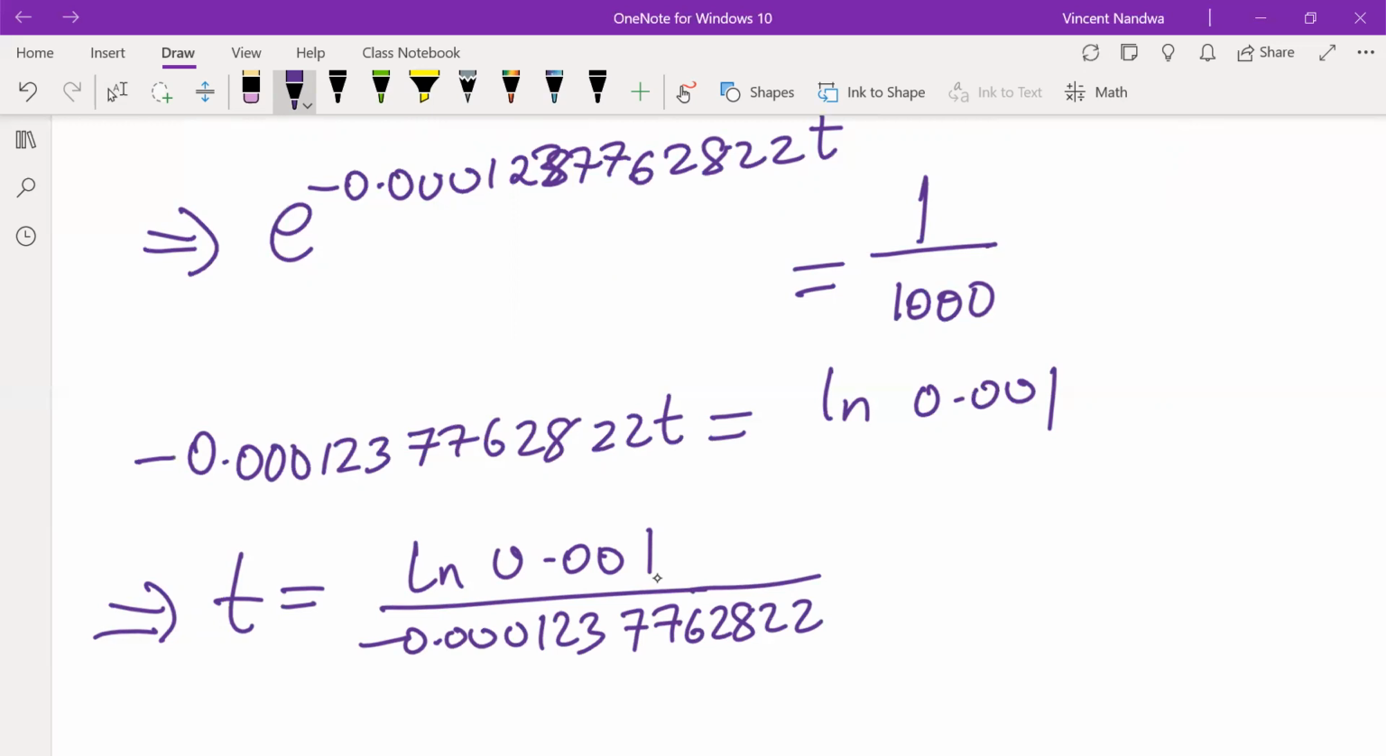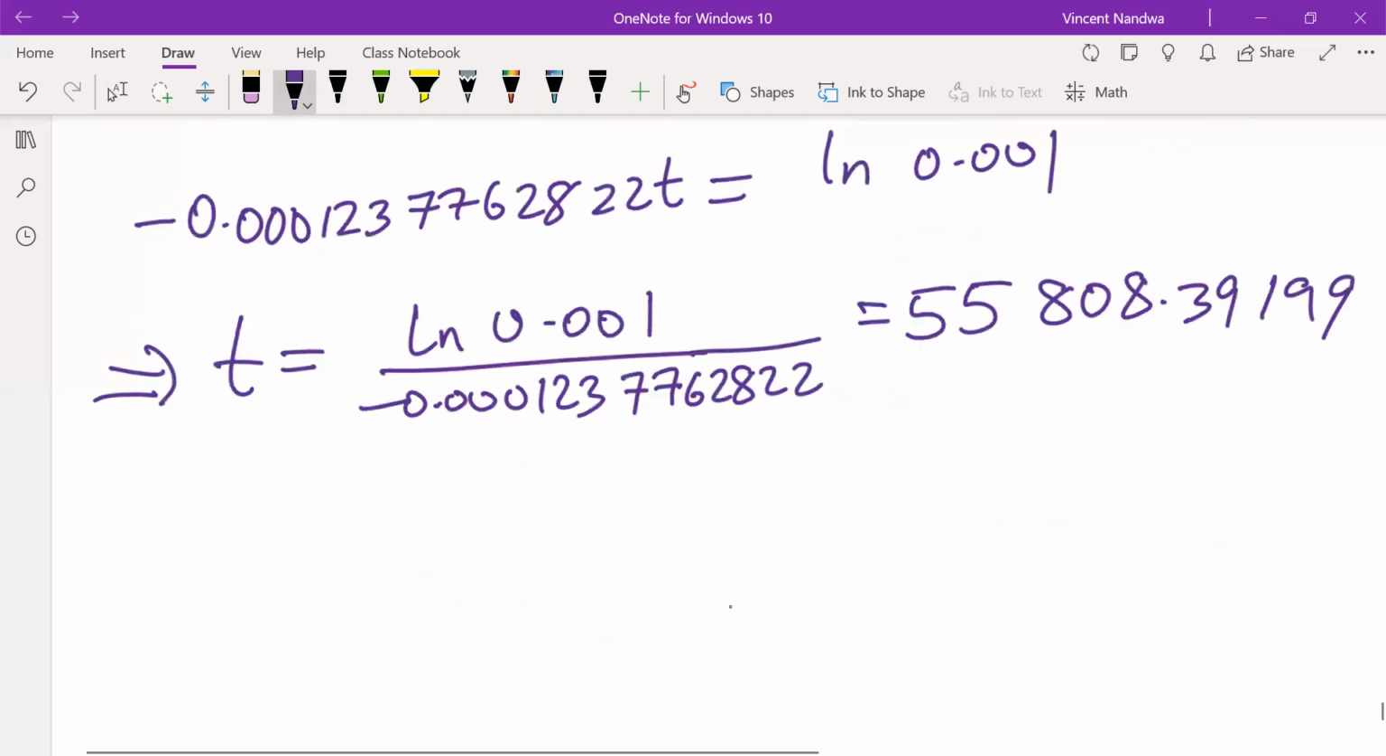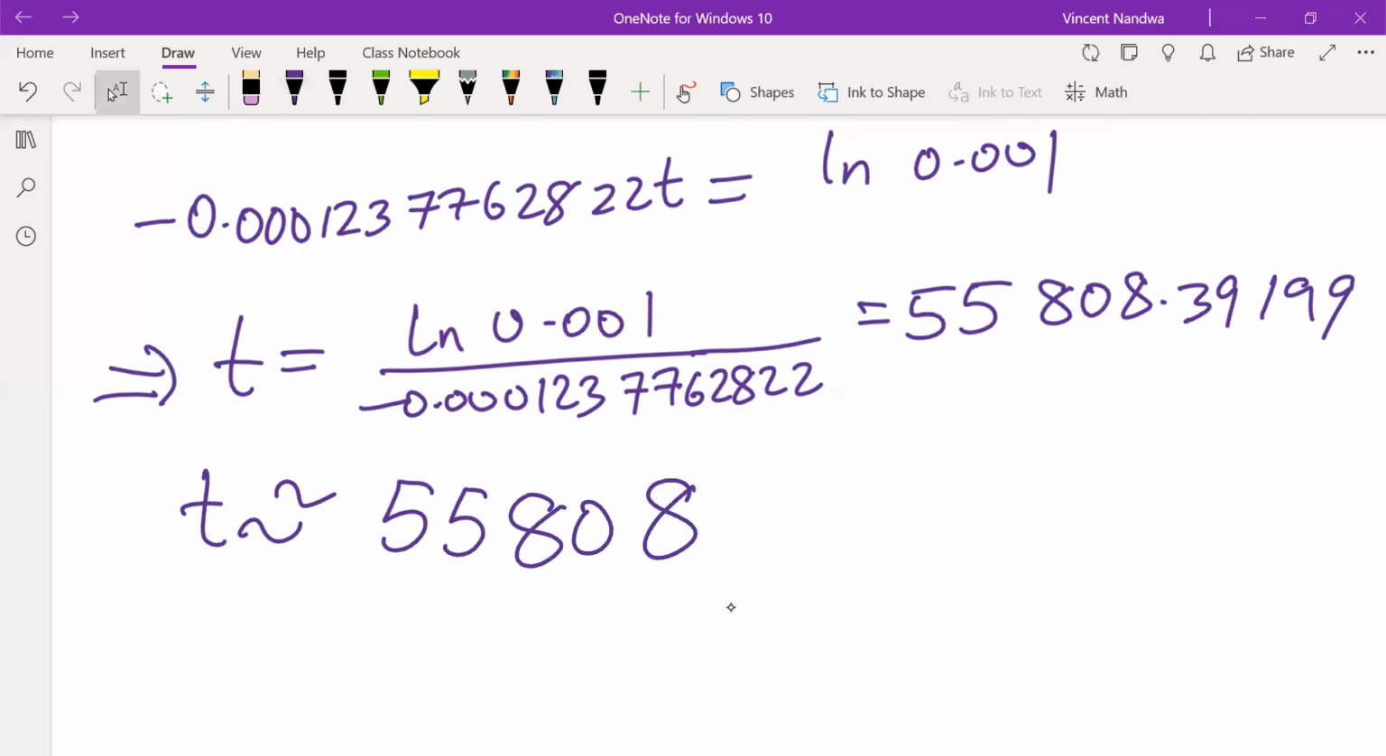So ln 0.001 divided by that, we get 55,808.39199, so roughly 55,808 years. So that's what we get for that given question. Thank you.